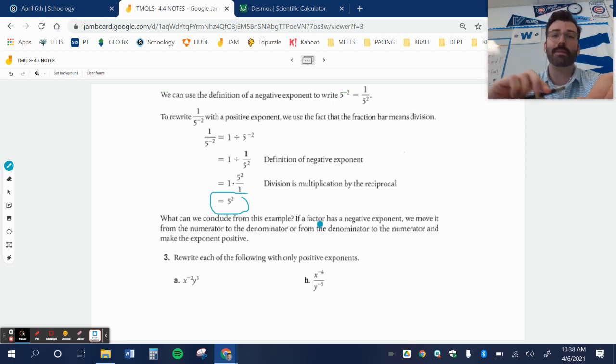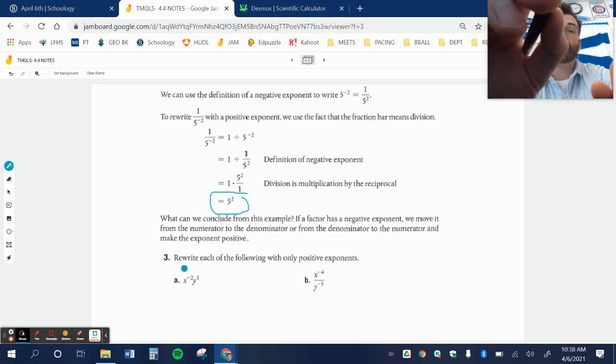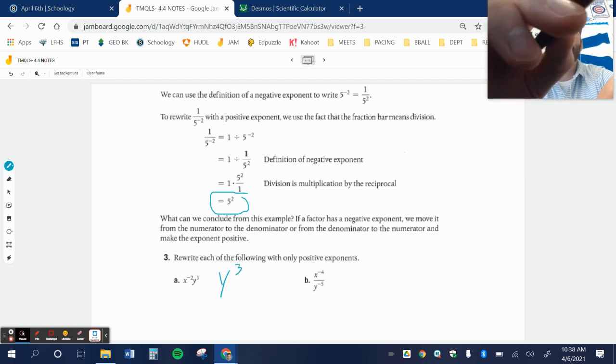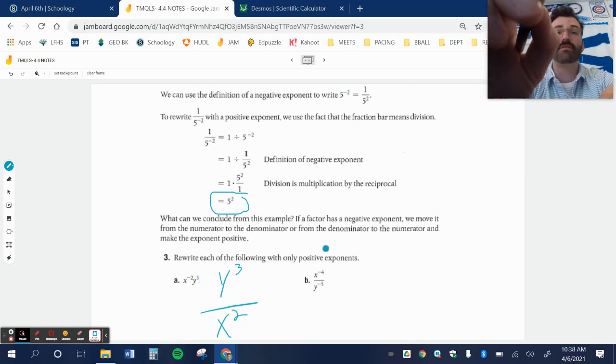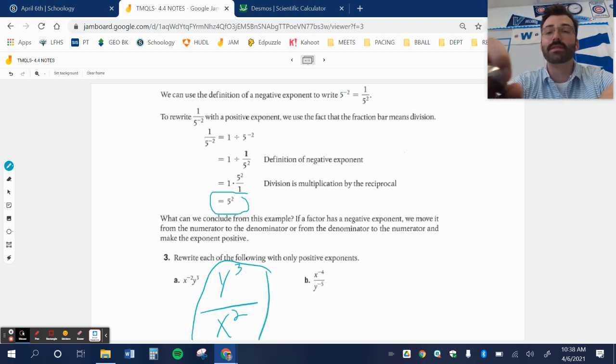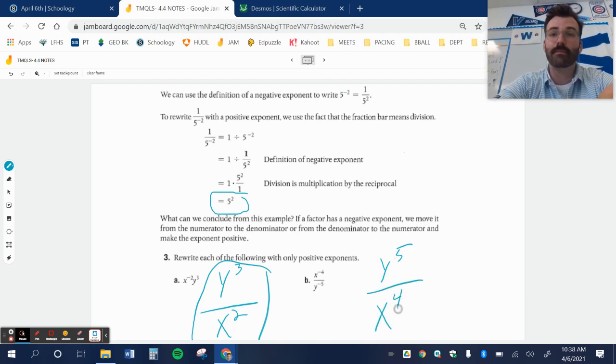Okay, rewrite the following with only positive exponents. Well, in part A, only x has the negative exponent. Only thing with a negative exponent. So x goes to the bottom, and that's it. Just x goes to the bottom. Here, in part B, you'll see that both x and y have negative exponents. That means both x and y need to flip. That means I need to write y on the top and x on the bottom to make our exponents positive.